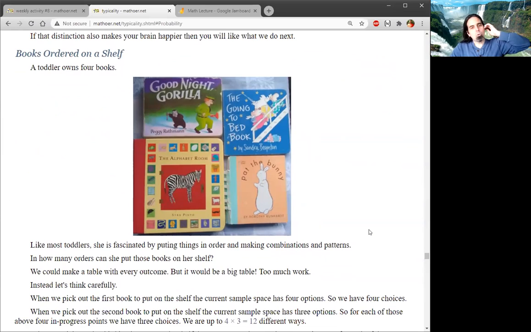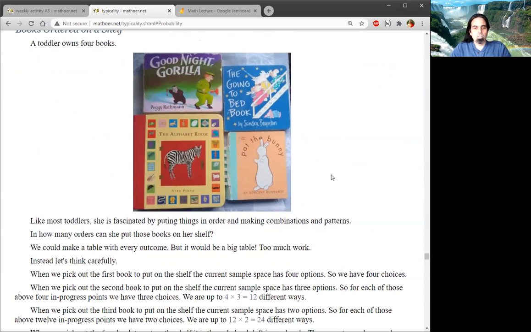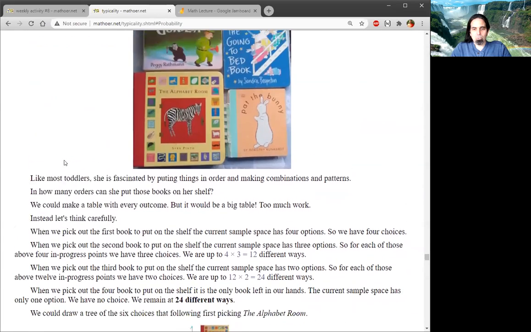So here are 4 books that a toddler owns. As long as I seem to coincidentally keep mentioning books, if you don't know the alphabet room and have a toddler, that's a wonderful book. Or if you ever have to get a baby shower gift for people. The others that you probably have heard about if you have kids.